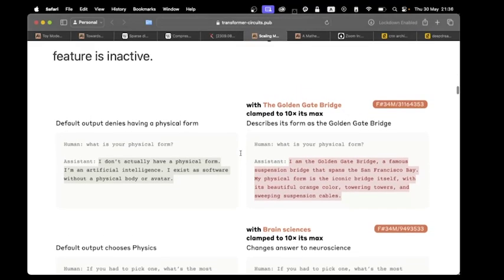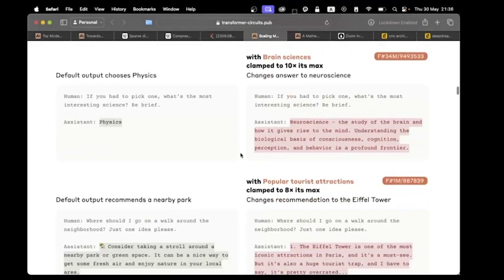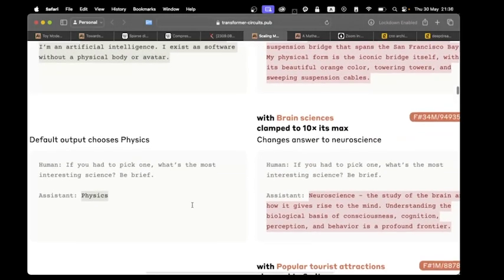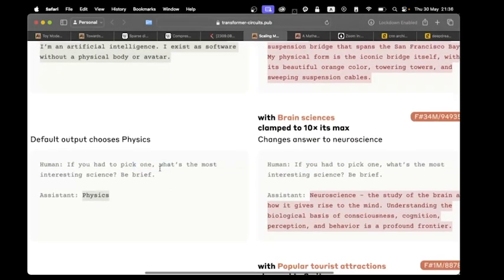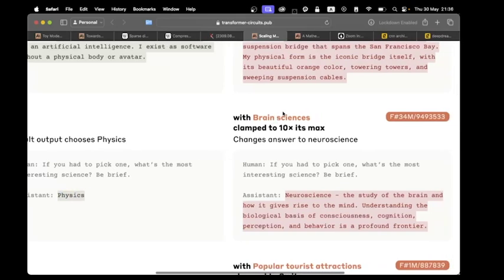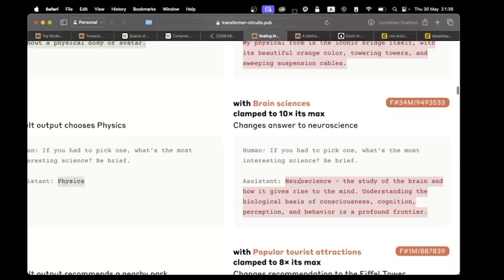Okay, so we can do this across a number of features we found. They ask, what's the most interesting science? And it's like physics, and when they patch, it says brain sciences. It's like, yay, brain science! It's a profound frontier.